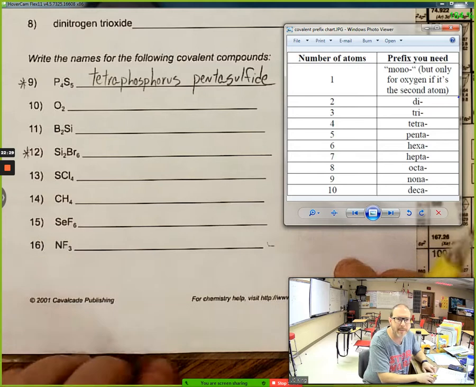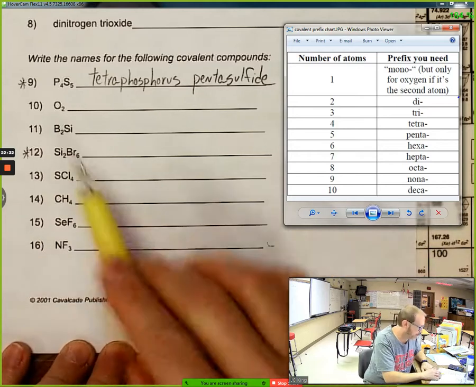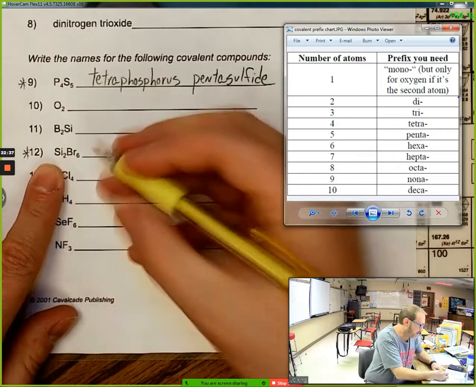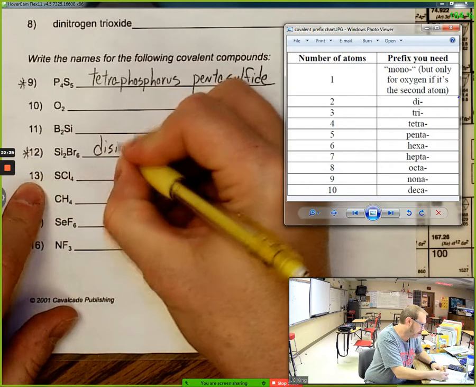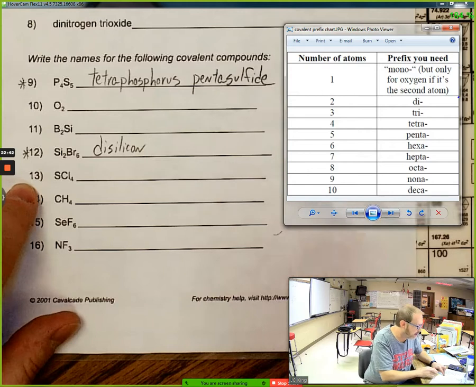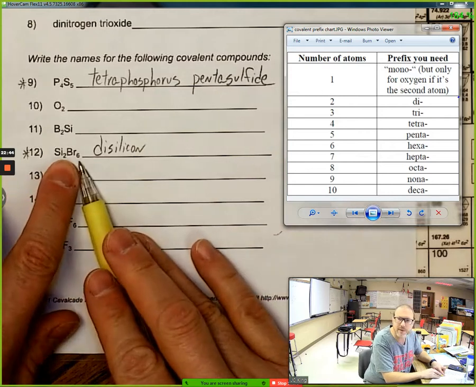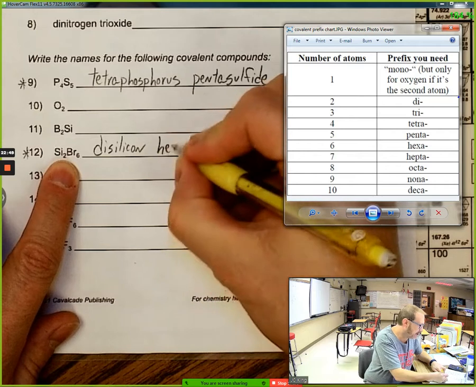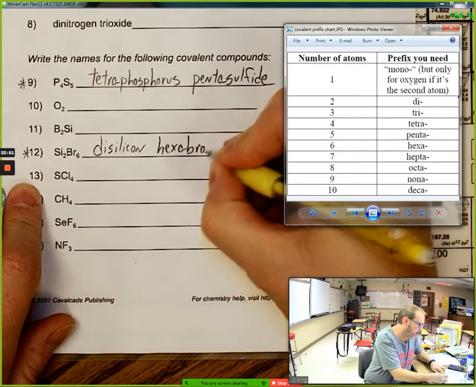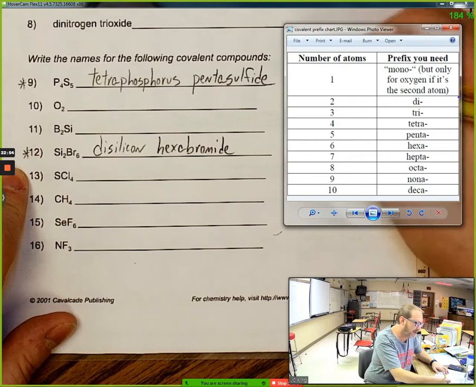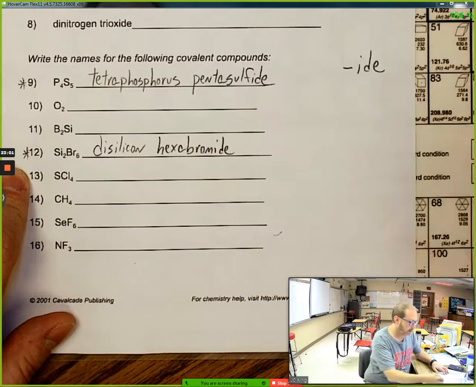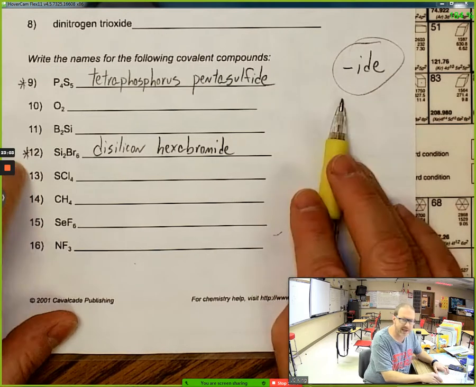Okay, easy peasy. Number 12, Si is silicon. 2, the prefix for 2 is di, so it's going to be disilicon. Again, it sounds so violent. And then 6 for bromine. The prefix for 6 is hexa, so I'm going to say hexabromide. Don't forget that all of these have to end in ide. Okay, and you can't see that I wrote that. But that has to be at the end of all these.